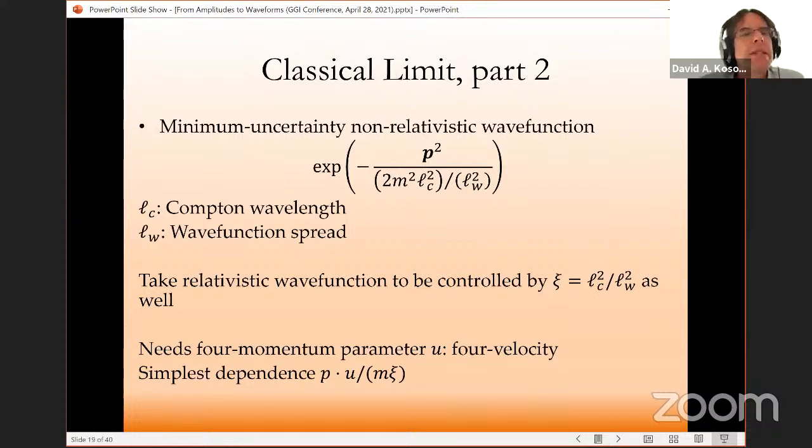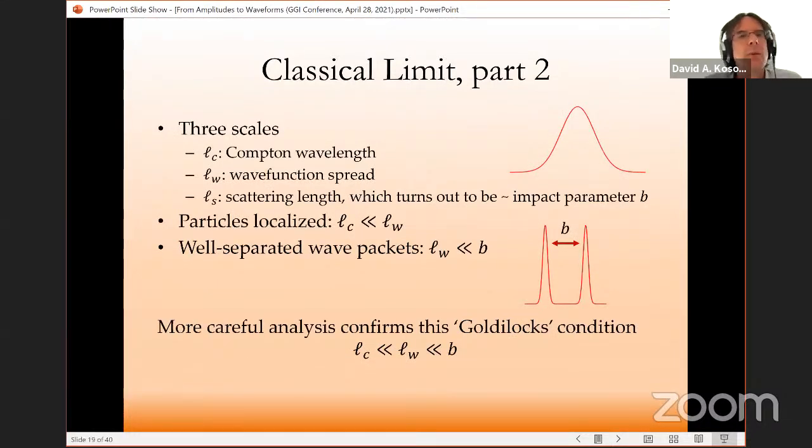So we have three scales in the problem: the Compton wavelength, the wave function spread, and the scattering length, which in the present calculation turns out to be of order the impact parameter. We need the particles to be localized, and that gives us one inequality. We also want the wave packets to be well separated so that the particles are not peering into each other. These are supposed to be classical point particles at the end, after all. You can do this analysis more carefully, and you find this set of two inequalities is what you need.